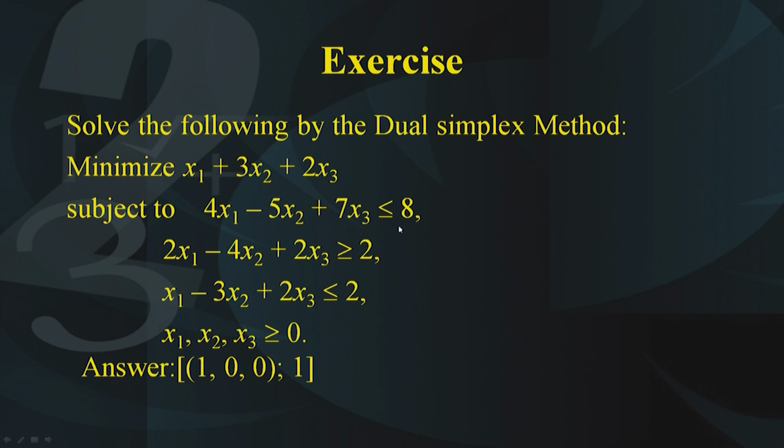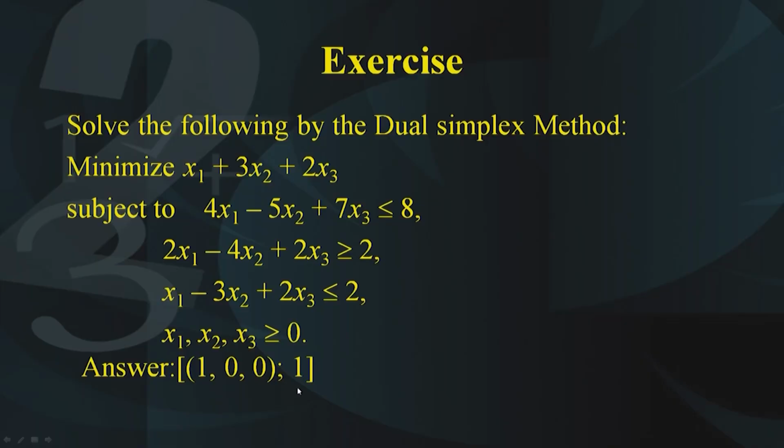4x1 minus 5x2 plus 7x3 less than or equal to 8. Second constraint is 2x1 minus 4x2 plus 2x3 greater than or equal to 2, x1 minus 3x2 plus 2x3 less than or equal to 2, and of course, x1, x2 and x3 should be all greater than or equal to 0.